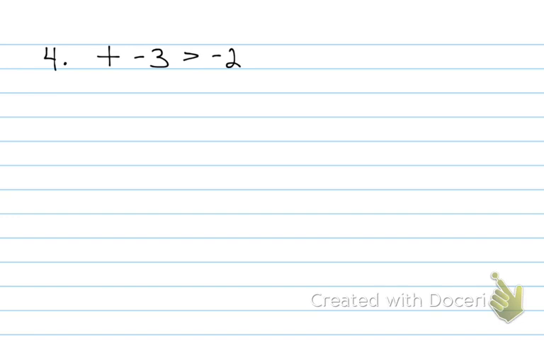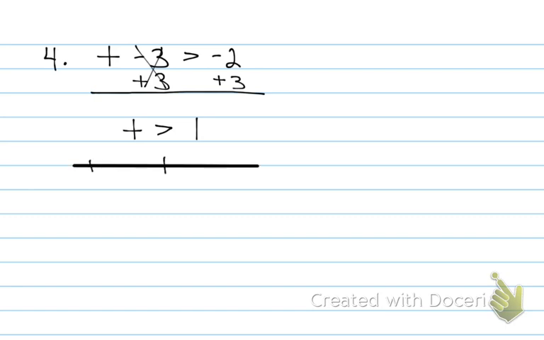What would I do to get t by itself? Josh? Yeah, I need to add 3 on both sides. And what is negative 2 plus 3? It's just 1. T is greater than 1. So now I have t by itself. This is my solution, and now I'm going to graph my solution on a number line. What number goes in the middle? 1. And what numbers go on the left and right?